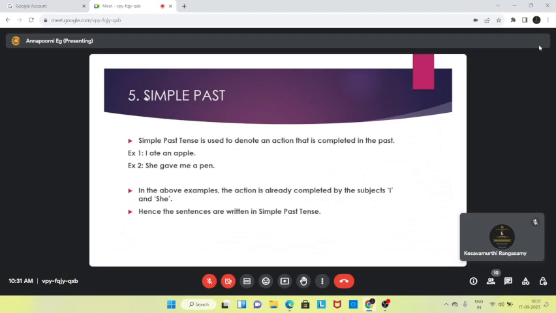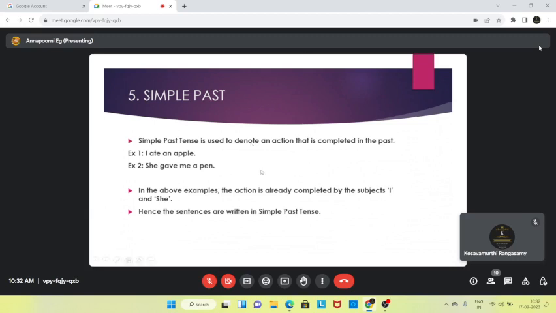I want the definition first. Simple past tense is used to denote an action that is completed in the past. Example 1: I ate an apple. Example 2: She gave me a pen. I have zoomed the screen. Can you see this?